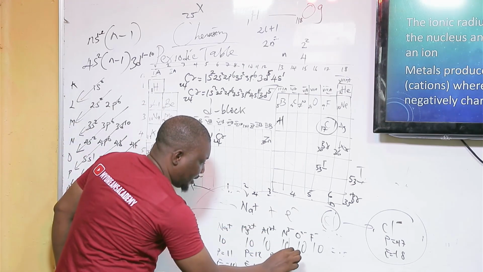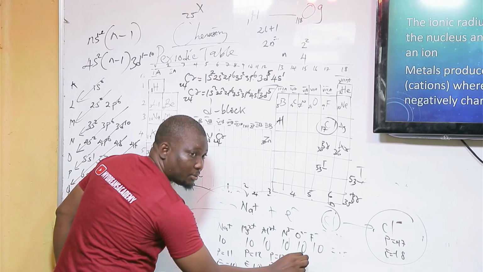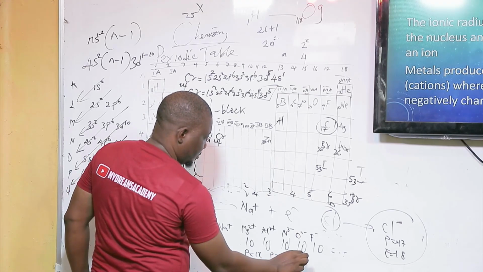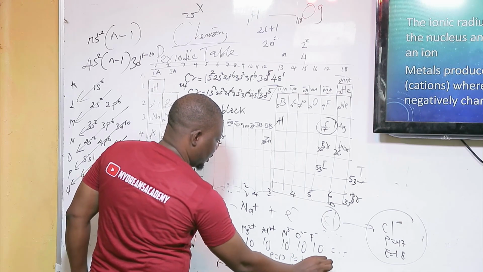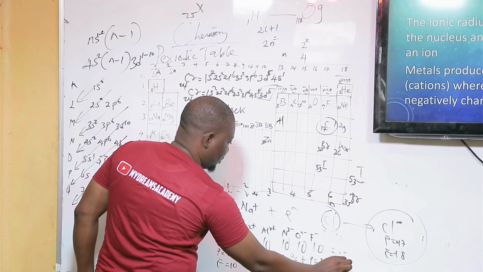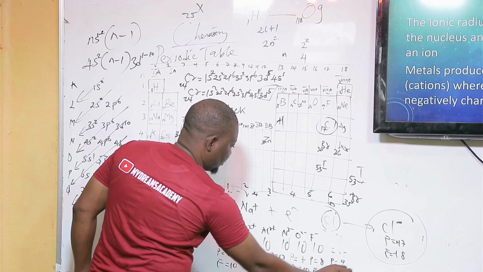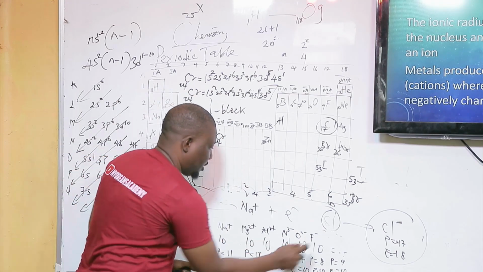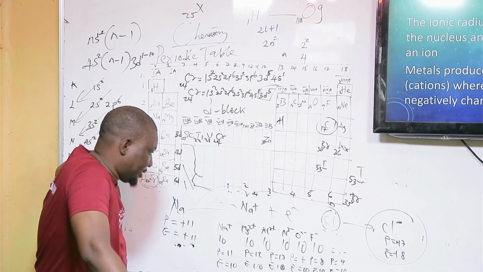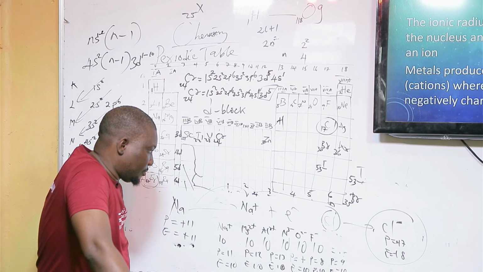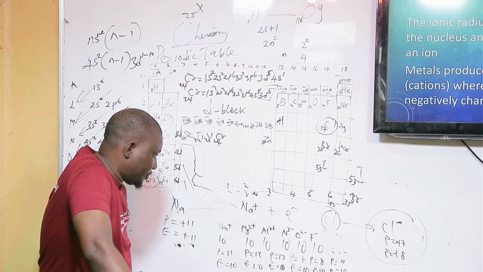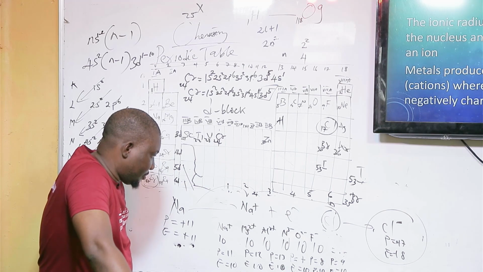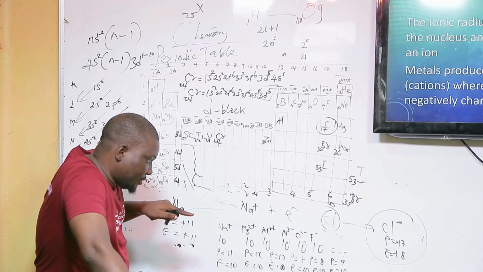Let's continue. How many protons will be in N 3 minus? 7 protons, 10 electrons. Here, O 2 minus has 8 protons, 10 electrons. Here, F minus has 9 protons, 10 electrons. Between these, from here to here, which one will appear to be smaller in size? Be looking very well.